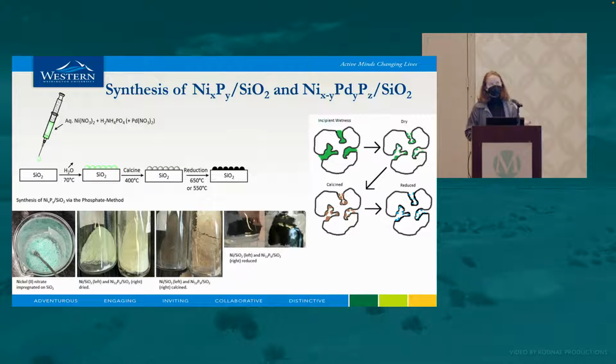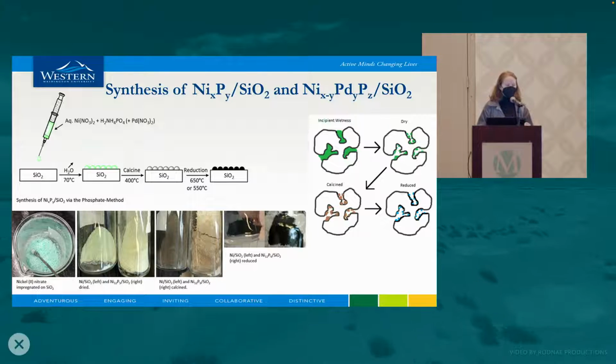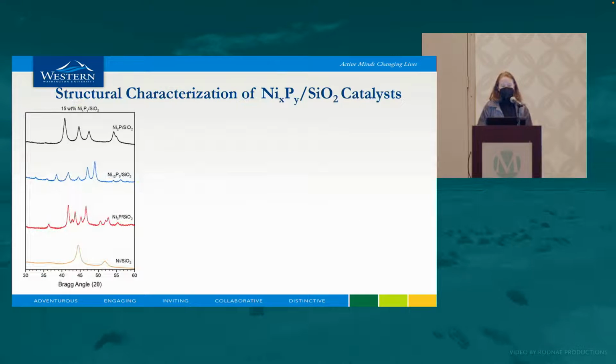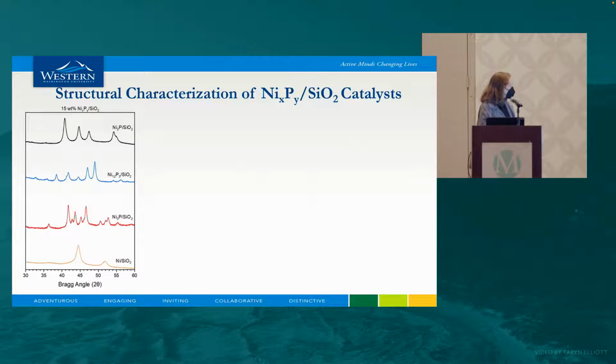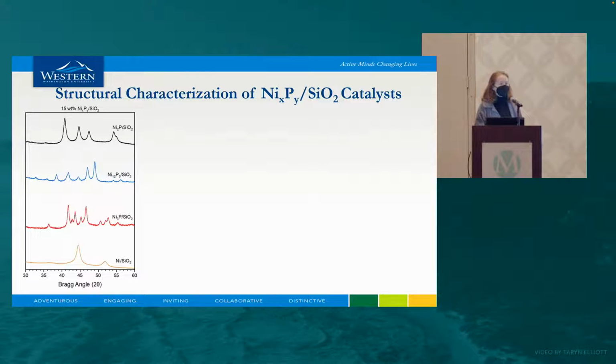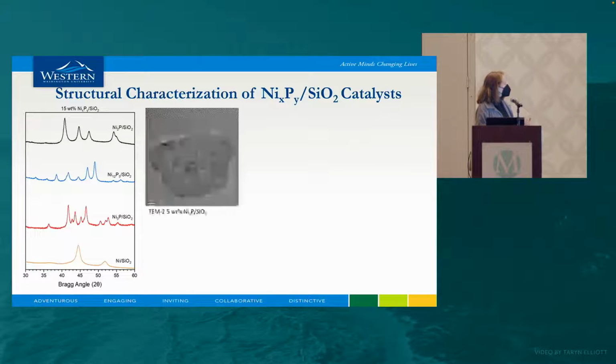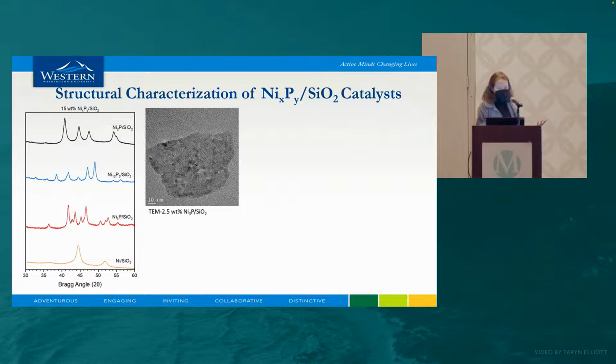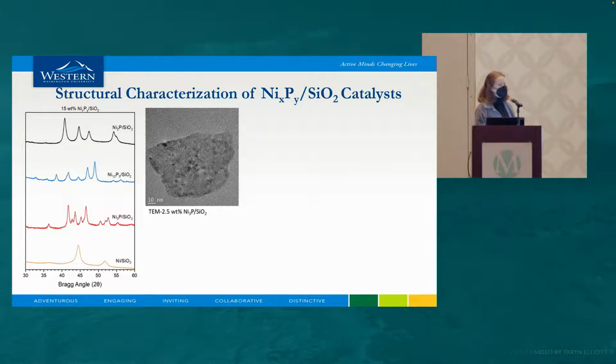So how do we make sure that what we synthesized is what we are intending to create? And for that, we use X-ray diffraction. So here we have 15 weight% of our nickel and nickel phosphide catalysts, with down here being nickel, Ni3P, Ni12P5, and Ni2P all on silica. And you'll notice that each one of these has a unique diffraction pattern that we can use to distinguish from each other. We can also use transmission electron microscopy. So here we have an image of 2.5 weight% Ni3P on silica.